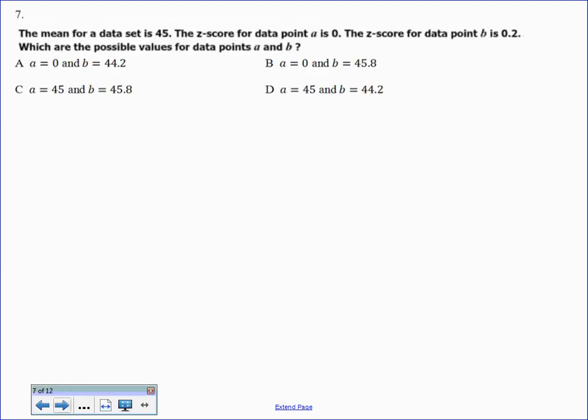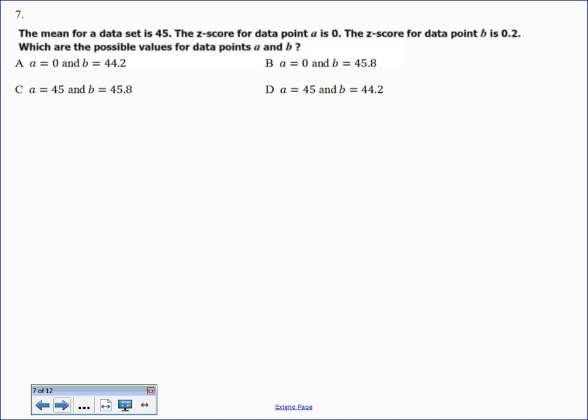All right, the mean for a data set is 45. The z-score for data point A is 0. The z-score for data point B is 0.2. What are the possible values of data points A and B? Now this confuses a lot of people. Remember that z-score is how far above or below the average you are, measured by standard deviations. So a z-score of 1 represents 1 standard deviation above the mean.